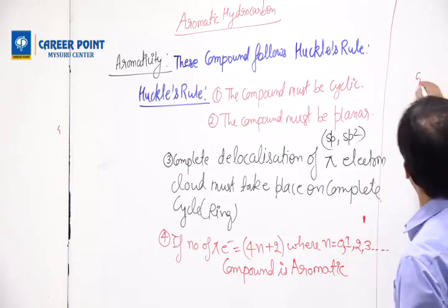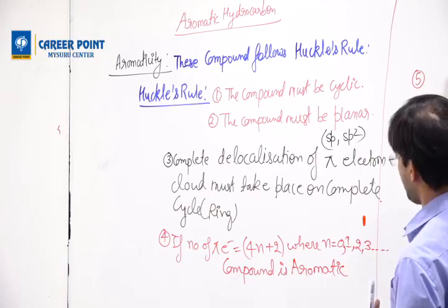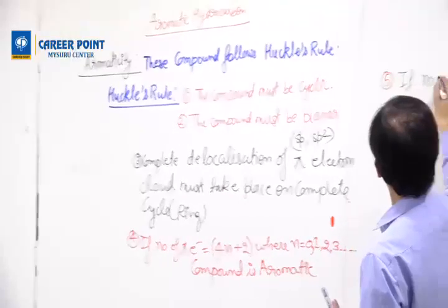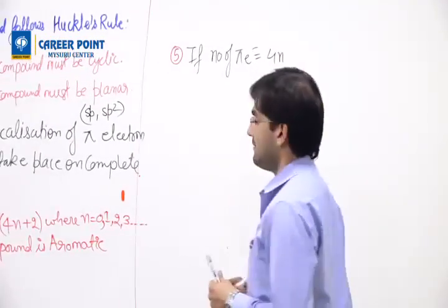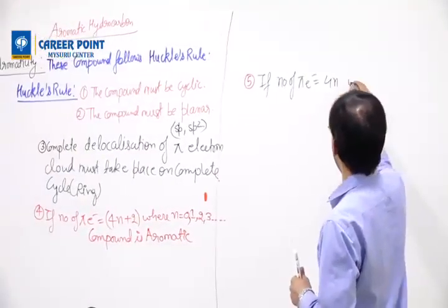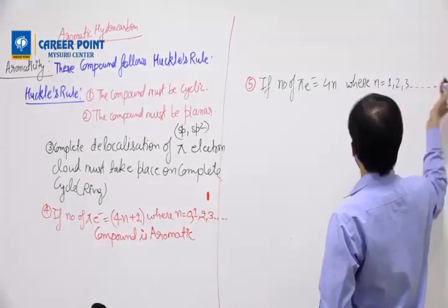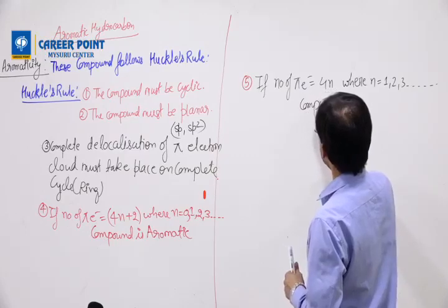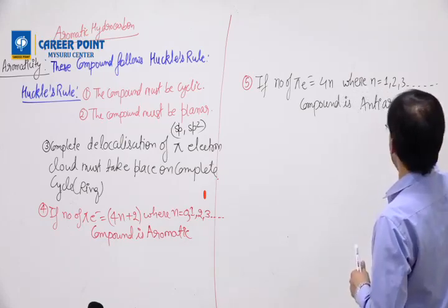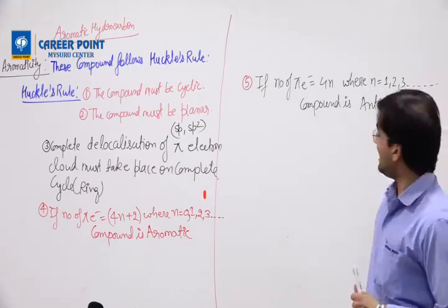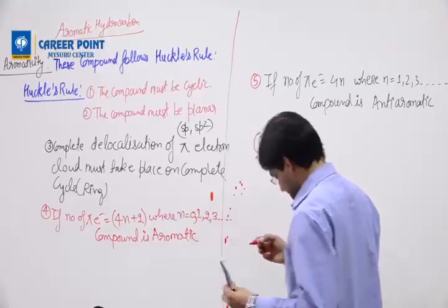Then the next point, the fifth point. In case of the fifth point, if the number of pi electrons equals 4n, where n equals 1, 2, 3 and so on, then the compound is anti-aromatic. And then the next one is the sixth.